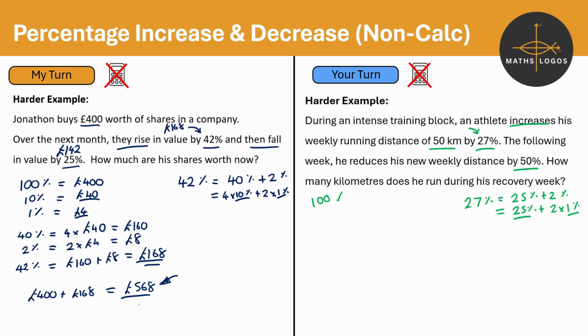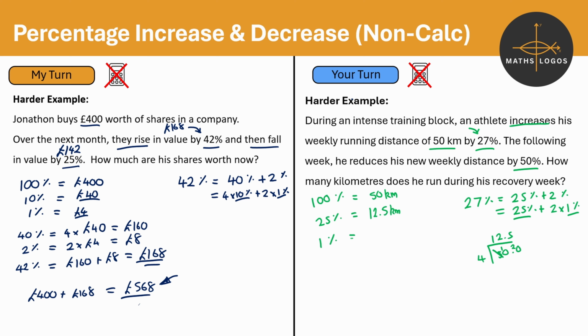100% is equal to the 50k. And then to get 25%, we divide by 4. So I'll divide 50 by 4. 4 goes into 5 once with 1 left over. 4 goes into 10 twice to give me 8 with 2 left over. 4 goes into 20 5 times. So 25% is 12.5 kilometers.